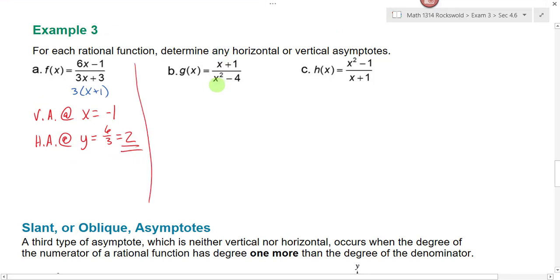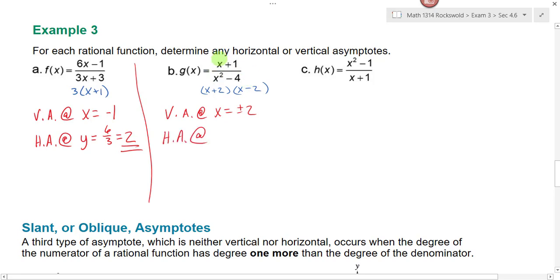On B, will this denominator factor? What's it factor into? X plus 2, x minus 2. Neither one of those will cancel with the factor on top, so where will my vertical asymptotes be? Positive and negative 2. Do I have a horizontal asymptote?